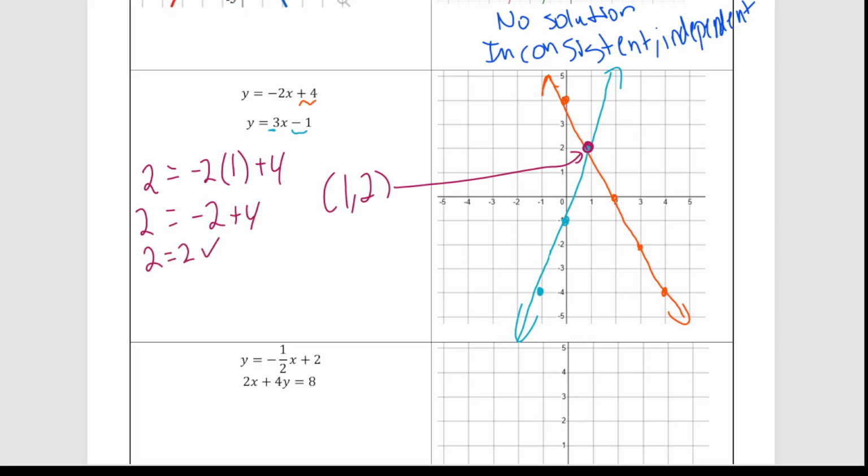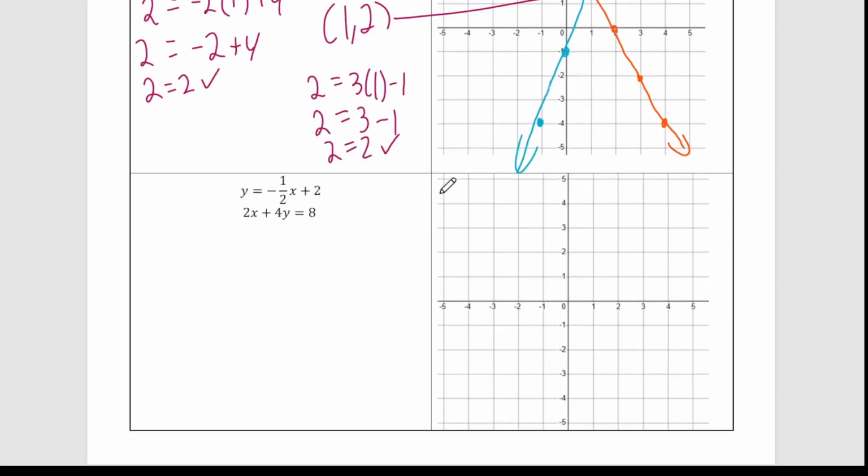I'm good. And then if I plug them into the second equation, that would be 2 is equal to 3 times 1 minus 1. 2 is equal to 3 minus 1, since 3 times 1 is 3, which leaves me with 2 equals 2. And I am good to go because that is indeed a true statement.